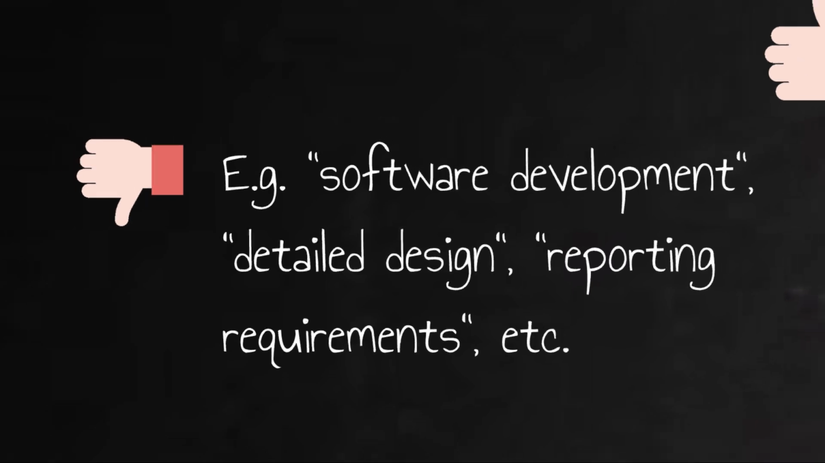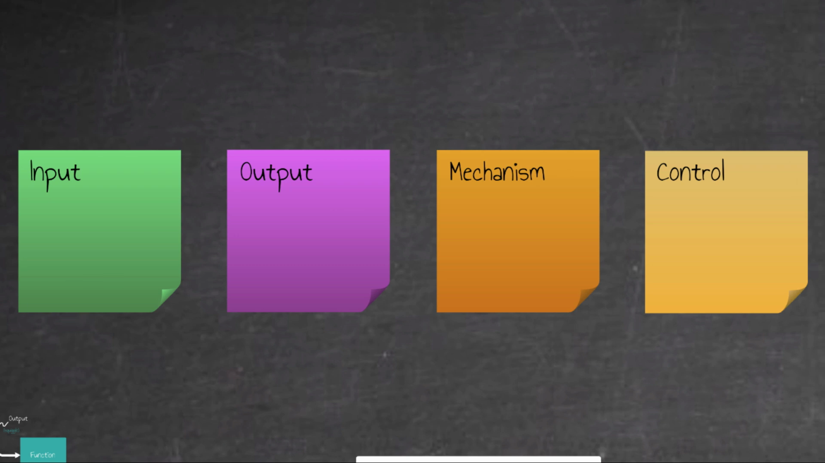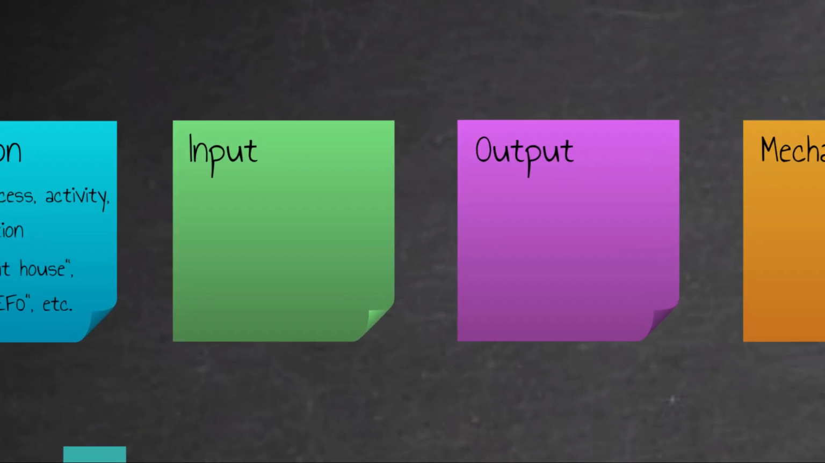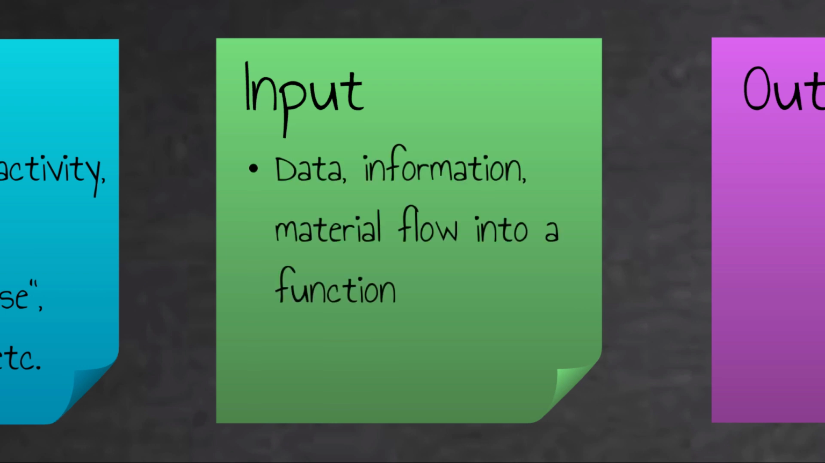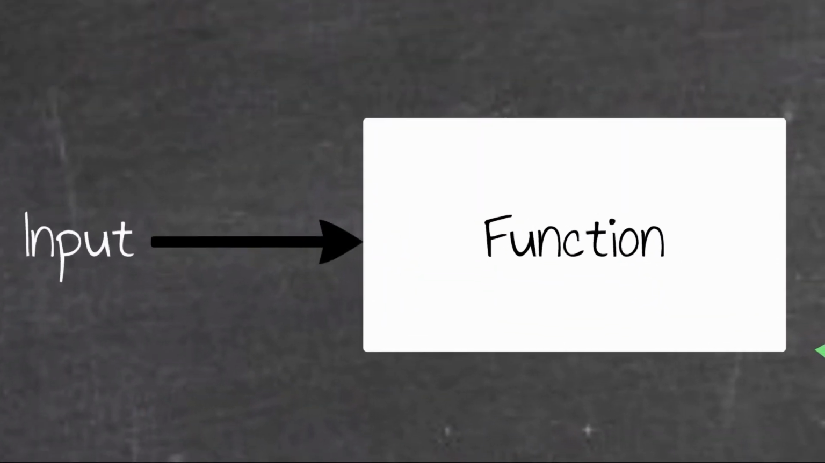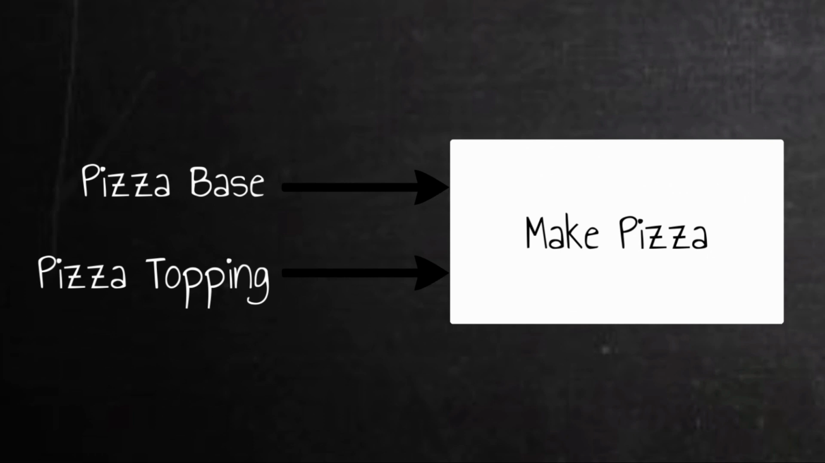Quite early on, we mentioned the terms input, output, mechanism, and control, but we didn't really say what these concepts are, so let's elaborate on this a little. An input can be regarded as a piece of data or information or material flow into a function. It is captured as an arrow with its directionality going into the function and with a bit of text describing what the input means. For example, I always find it easy to refer to the process of cooking something to explain things like inputs, outputs, mechanisms, and controls. So if we considered the function make pizza, then quite crudely put, pizza base would be one such input and pizza topping would be another.